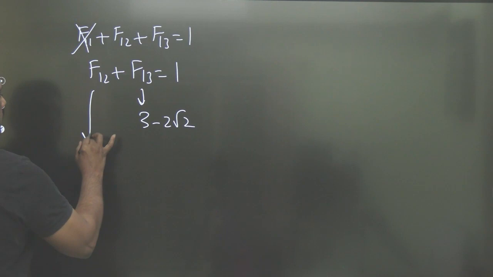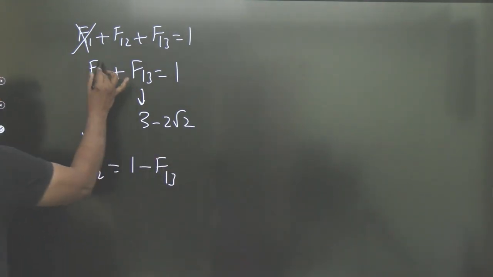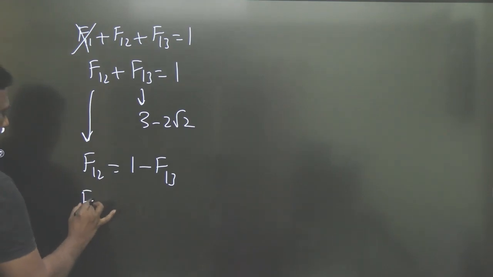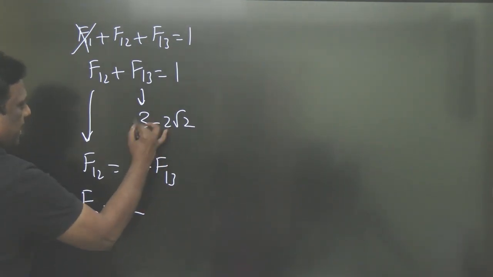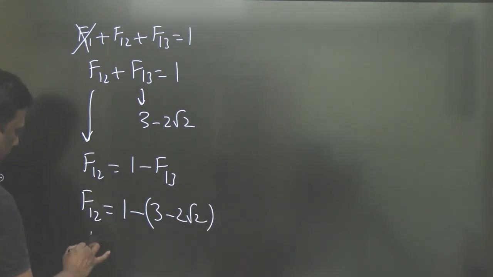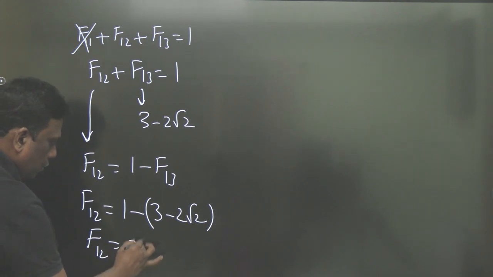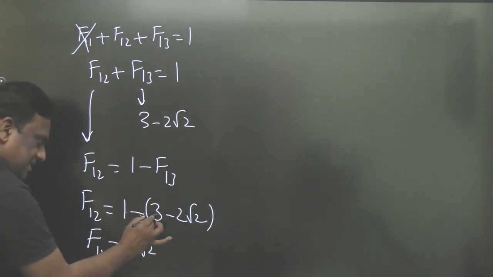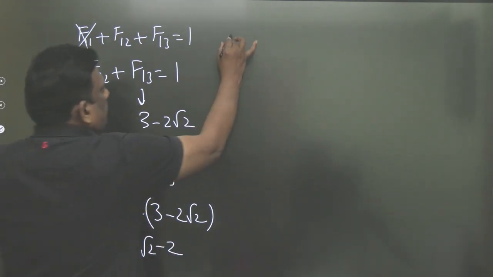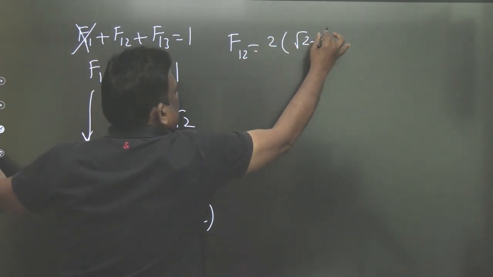Okay. So therefore, F12 will be equal to 1 minus F13. F12 is 1 minus F13, which is 3 minus 2 root 2. So F12 will be equal to, how much will this be? Minus of minus is plus 2 root 2, and 1 minus 3 is minus 2. So therefore, F12 is equal to 2 common, root 2 minus 1.